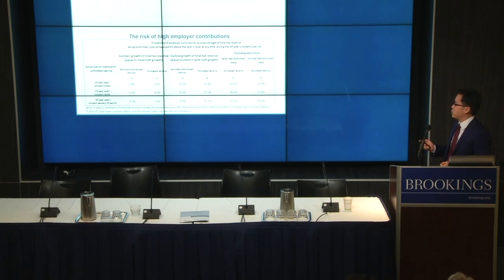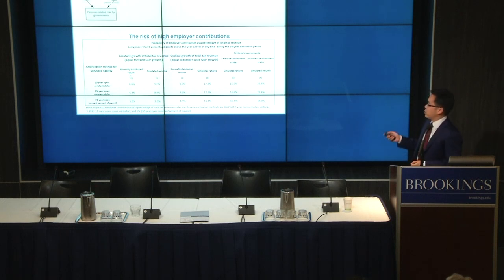in employer contributions. And this table shows the risk measure for very high employer contributions, which is measured by the probability of employer contribution as a percentage of total tax revenue being more than 5 percentage points above the year 1 level in the simulation at any time during the next 30 years. So we have also simulated 3 different funding policies for the pension fund. And the first column is the benchmark, the baseline model where there's no linkage between model components. Not surprisingly, you can see that the risk measure is the lowest among all model structures.